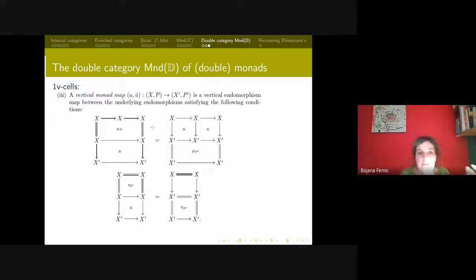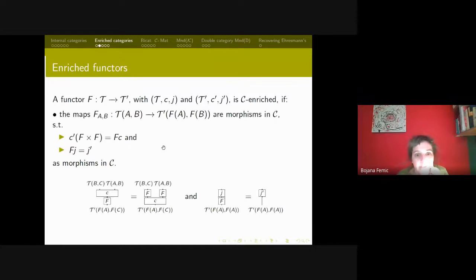And what do they say? They say first multiply and then map by some two-cell U. It's the same as applying U tensor U, and then multiply. And second, the unity and then U is the same as just the unity in the other monad. And these are precisely the common axioms for, in this case, enriched functors, which, if I remember well, was somewhere here. Yeah, these are the diagrams below. So here is multiplication and then map, which is the same as map tensor map, and then multiply.